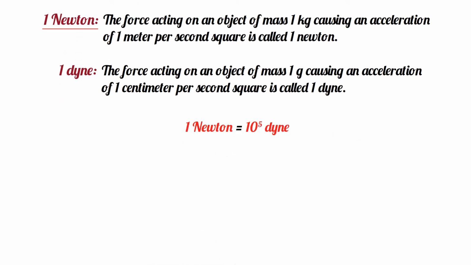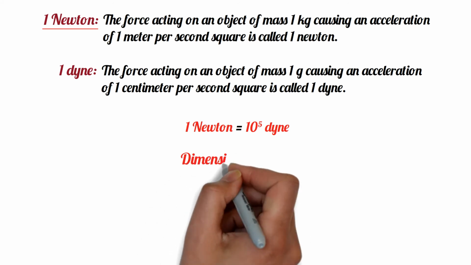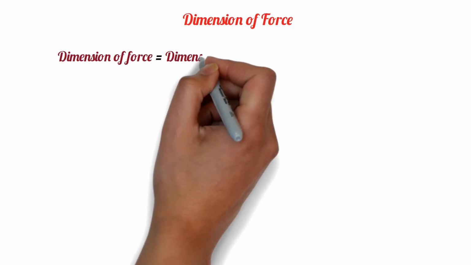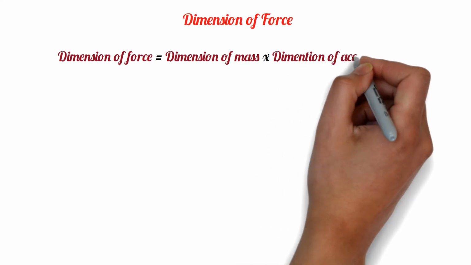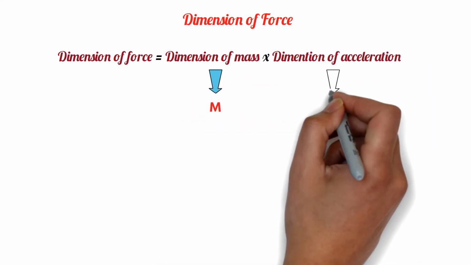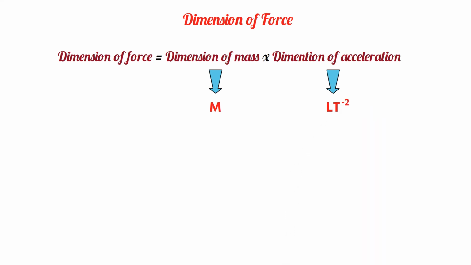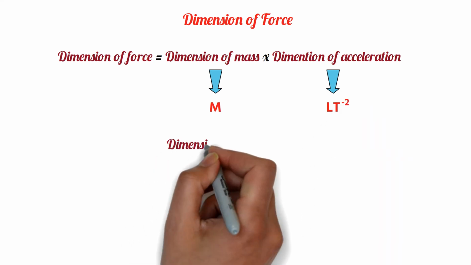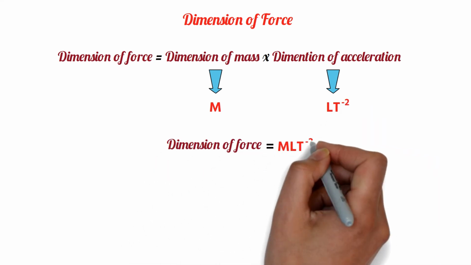As we find the unit of force, similarly we can find the dimension of force. The dimension of force is equal to the dimension of mass into the dimension of acceleration. We know the dimension of mass is M, and the dimension of acceleration is LT to the power minus 2. So the dimension of force is MLT to the power minus 2.